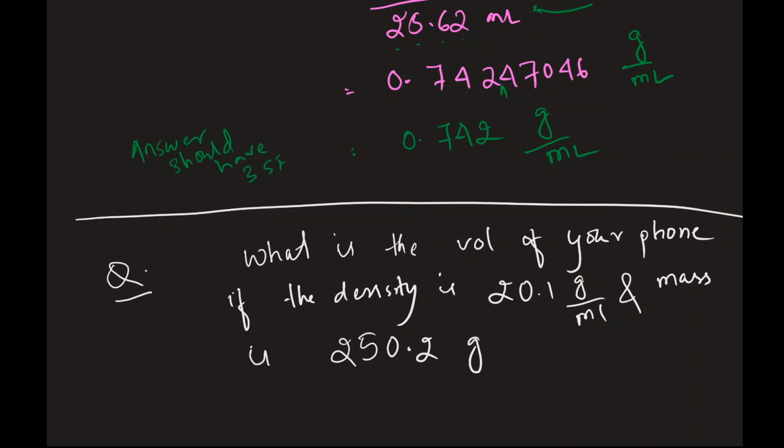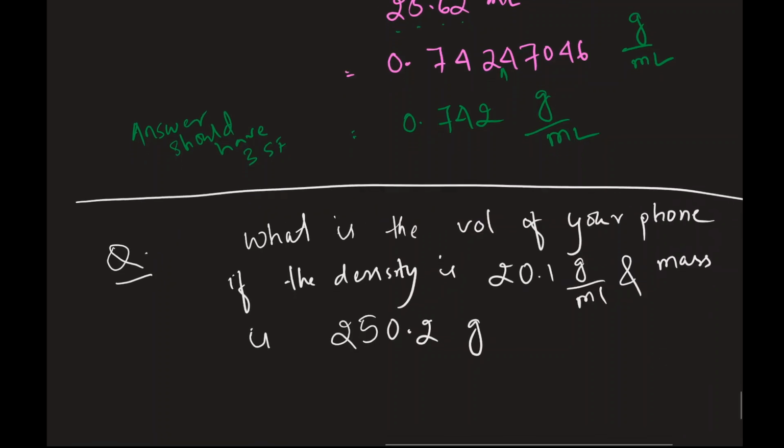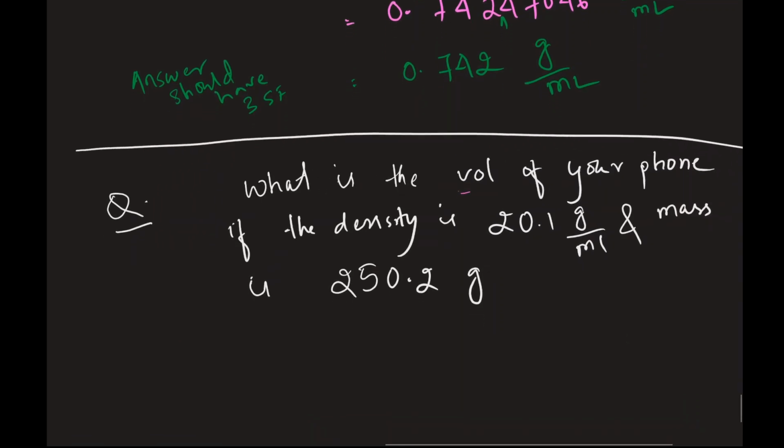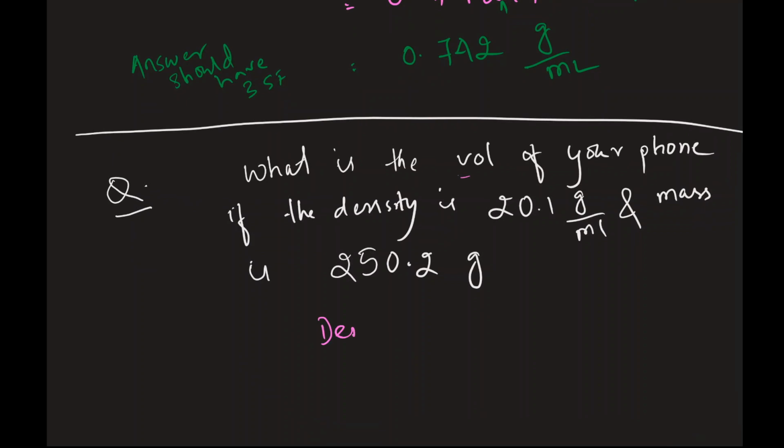Okay, so if the mass is 250.2 gram and the density is 2.0 gram, then the question is: what is the volume of your phone, right? So I'll just give you a hint so you can do the math on it by yourself. Density equals mass by volume.